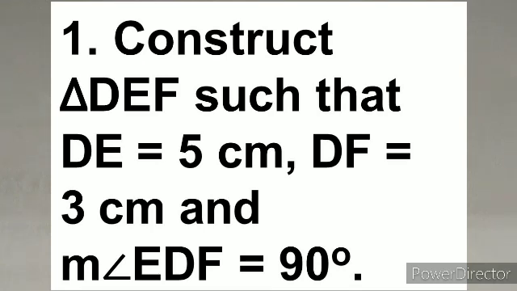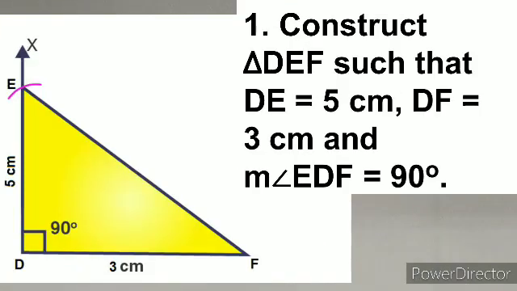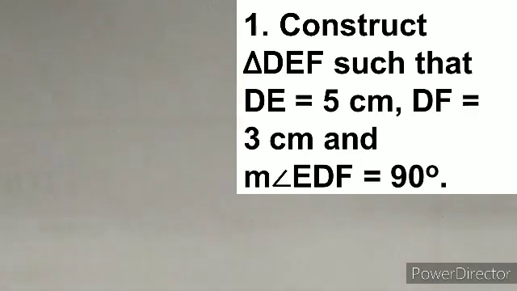It is: construct triangle DEF such that DE is 5 cm, DF is 3 cm and measure of angle EDF is 90 degrees. See, first make a rough diagram like this. See the figure. Now let's start our construction.